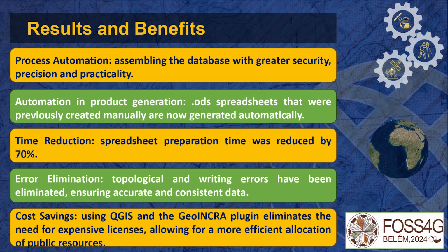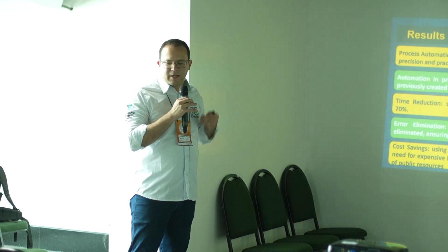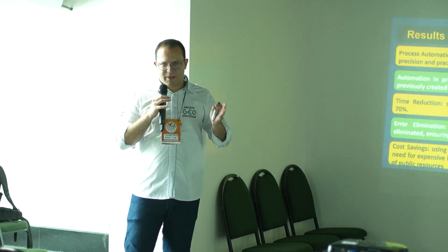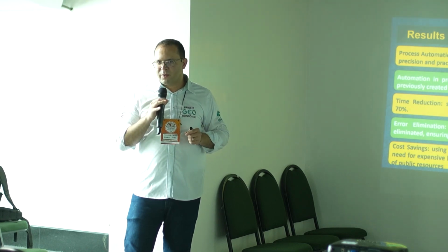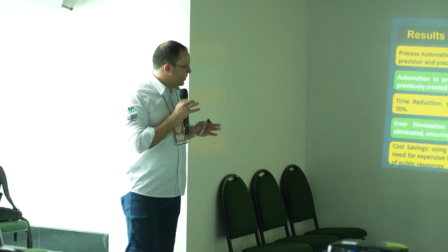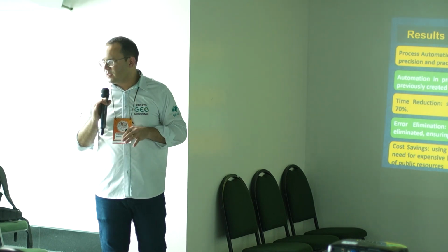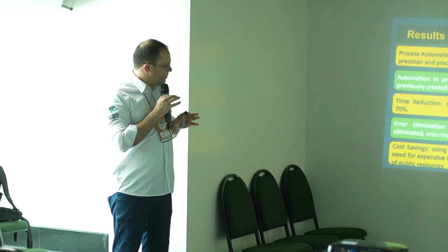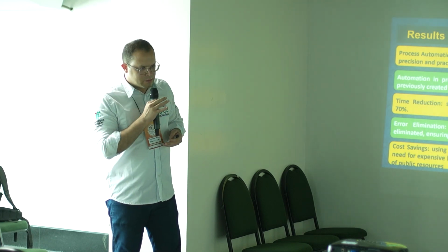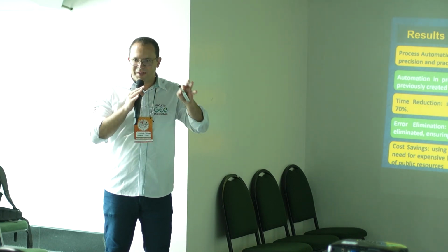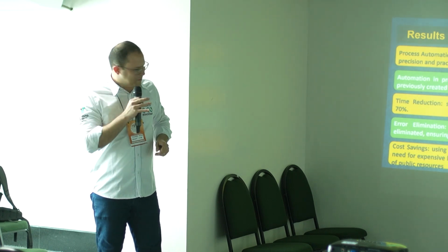Error elimination: we also developed some validation routines for finding duplicate nodes, invalid geometries, several inconsistencies that are natural when people vectorize things. But we produced a routine to eliminate almost all errors, because it's very important to maintain the connection between the polygons. They cannot overlap, and everything you know about topology.